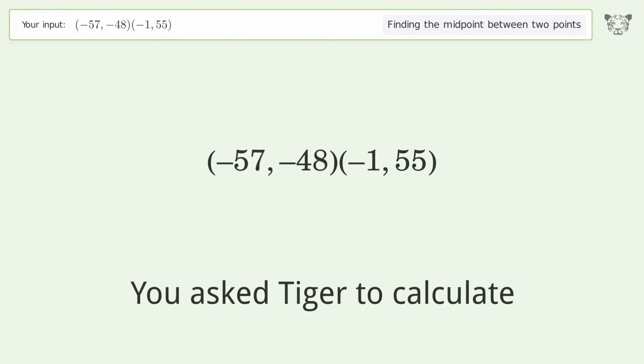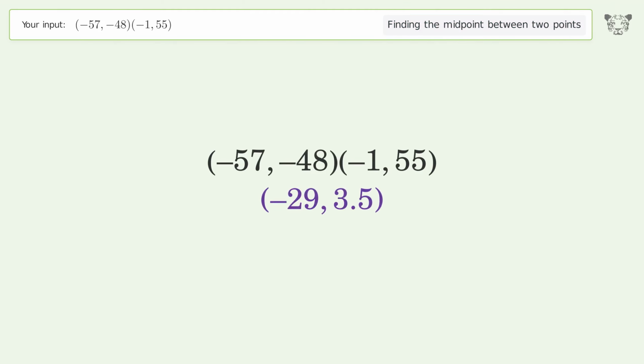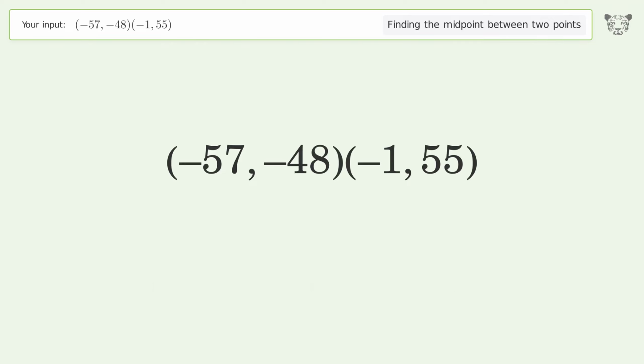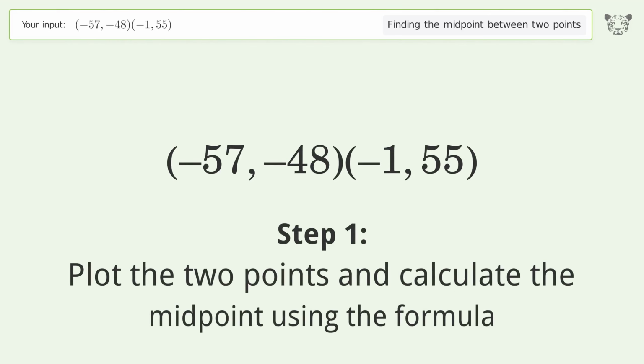You ask Tiger to calculate. This deals with finding the midpoint between 2 points. The midpoint between the 2 points is -29, 3.5. Let's solve it step by step. Plot the 2 points and calculate the midpoint using the formula.